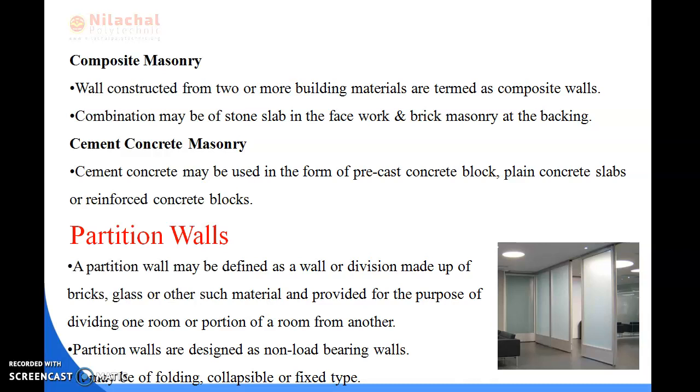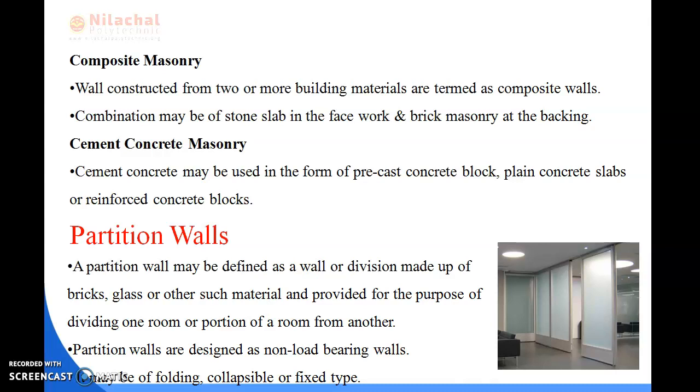Okay. So now we will be discussing partition walls. Here you can see the images of partition walls. What do you mean by partition walls? A partition wall may be defined as a wall or division made up of bricks, glass or other such material and provided for the purpose of dividing one room or a portion of a room from another. It may be of the folding, collapsible or fixed type.